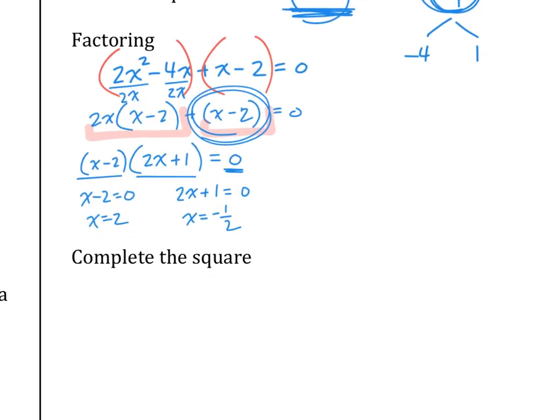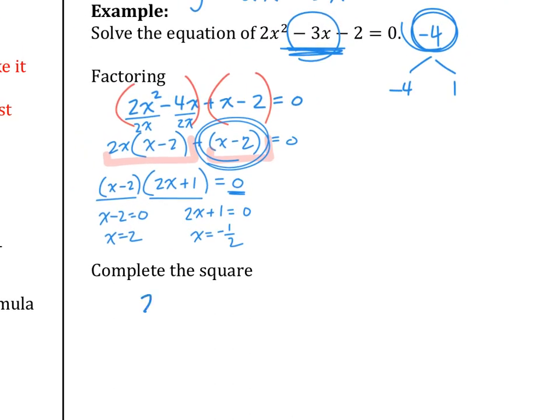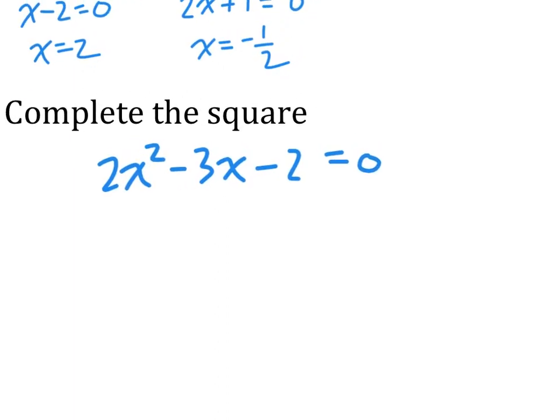The second way is complete the square. People have trouble remembering this every single year, so let's just review. To complete the square, what we do is we first throw the 2, or the constant, to the other side.